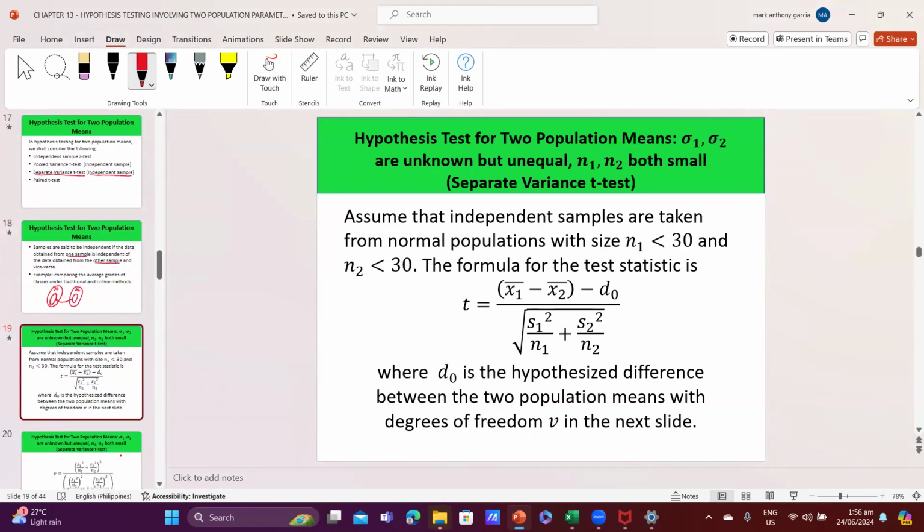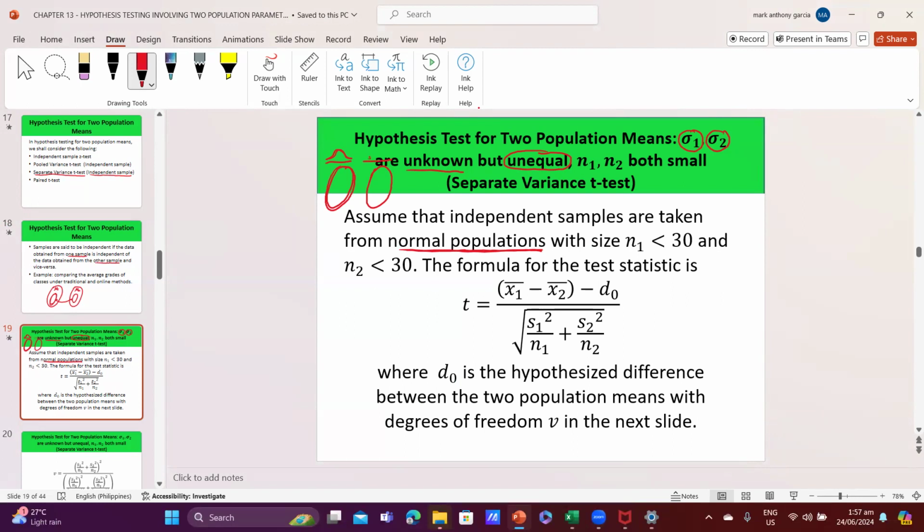Now, the third case involves unknown population standard deviations from the first and the second groups, but these standard deviations, even if they are unknown, are assumed to be unequal. So to explain this better, we have a population. The first population has data that follows a normal population, so that means it is represented by the normal curve. And in the second population group, the samples taken are also coming from a normal distribution.